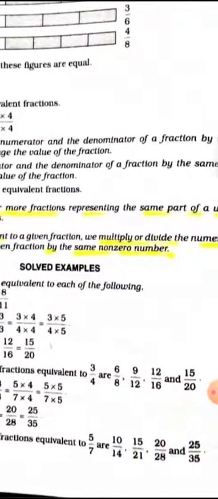The rule is: to get an equivalent fraction of a given fraction, we multiply or divide the numerator and the denominator of the given fraction by the same non-zero number. Here you have seen in the example, the question is to find four equivalent fractions. So the rule is you have to either multiply or divide by the same non-zero number in both denominator and numerator. Here you have seen 2 is multiplied in both numerator and denominator.